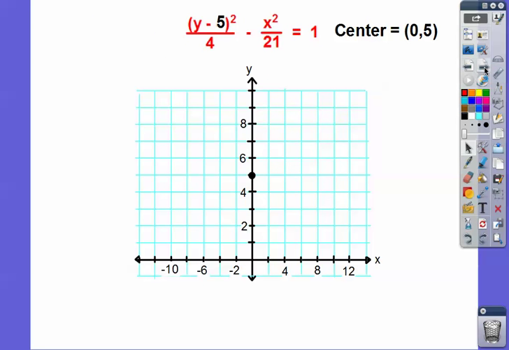Okay. And then the third part said to graph it. Okay. So the center is at, this is x minus 0 squared, so it's at 0, 5. So it's going to be right there. I have a dot right there.